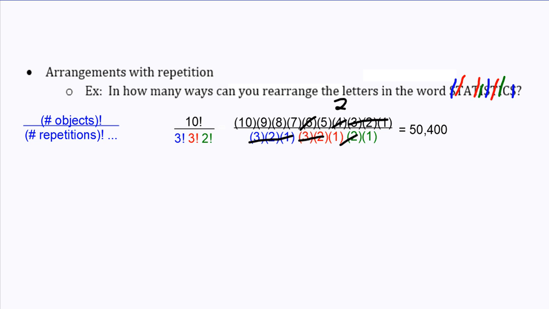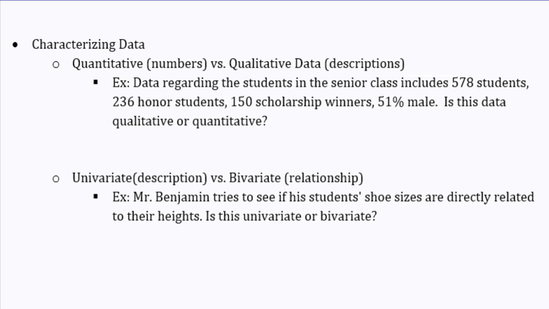Okay, so that will bring us to statistics, which we're going to start with different types of data. So quantitative versus qualitative data. Basically, to tell the difference, the question you want to ask yourself is, can I measure it? Is this something I can put a number to? Okay, quantitative is going to be numbers, whereas qualitative is going to be descriptions.